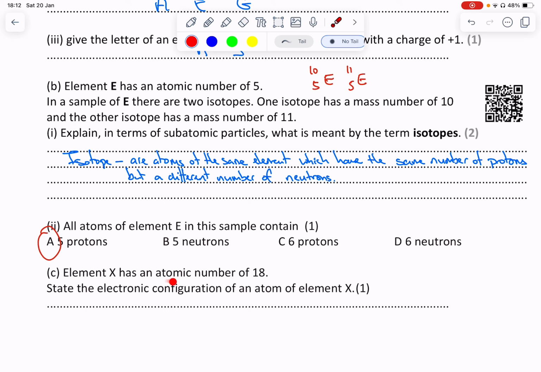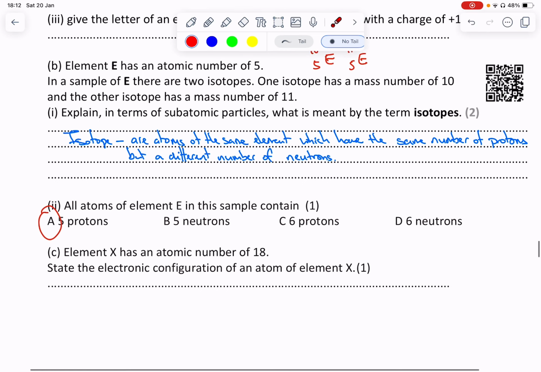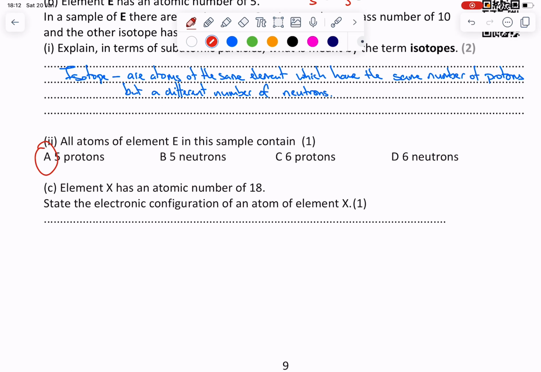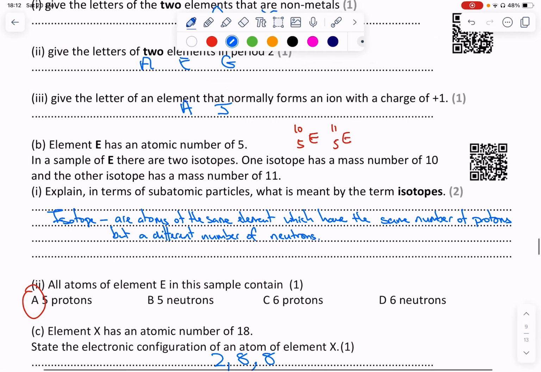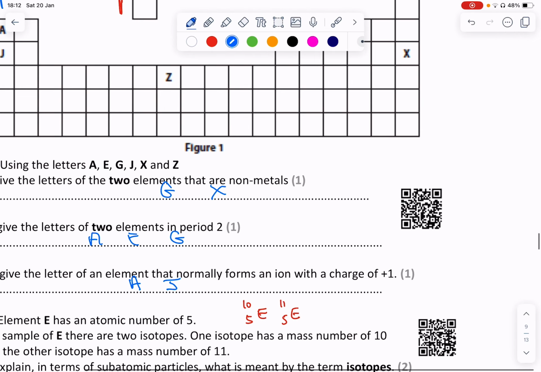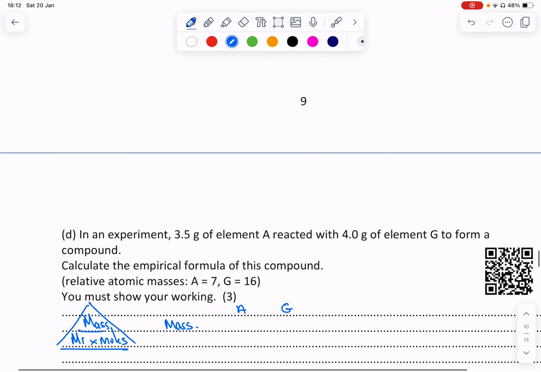Give the electron configuration when it has atomic number of 18. If its atomic number is 18, that means it's got 18 electrons. Remember, we go 2 in the first energy level. Then we have 8 in the second, that gives me 10. And then we have another 8, and that gives me a total of 18. If you check there, this means it's got a full outer energy level, and it fits in because that is a noble gas, and they always have full outer energy levels.